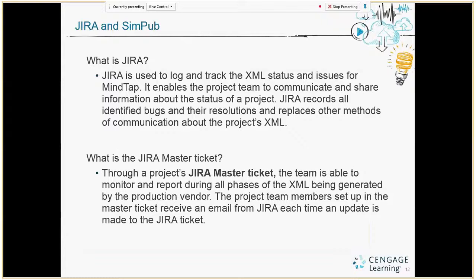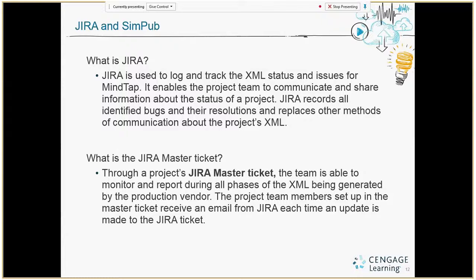Most content developers have also been using JIRA for the past year or so to log XML bugs, and the production vendors also have experience with JIRA tickets being assigned to them for XML issues. So JIRA is the system that will be replacing all other forms of communication about the XML, things that we used to communicate using Word documents, Excel grids, emails, phone calls. All of that information about the XML status, the tasks related to XML, and any problems related to the XML will be logged in JIRA.